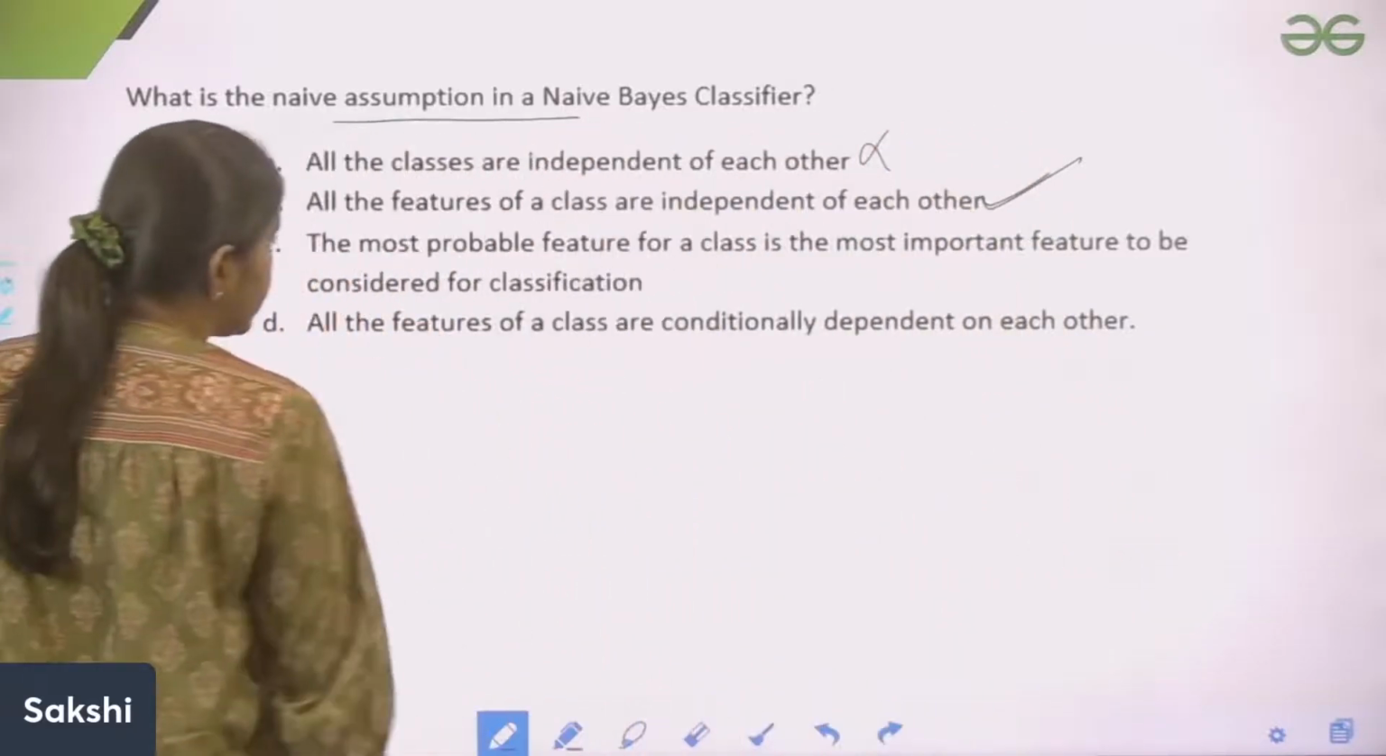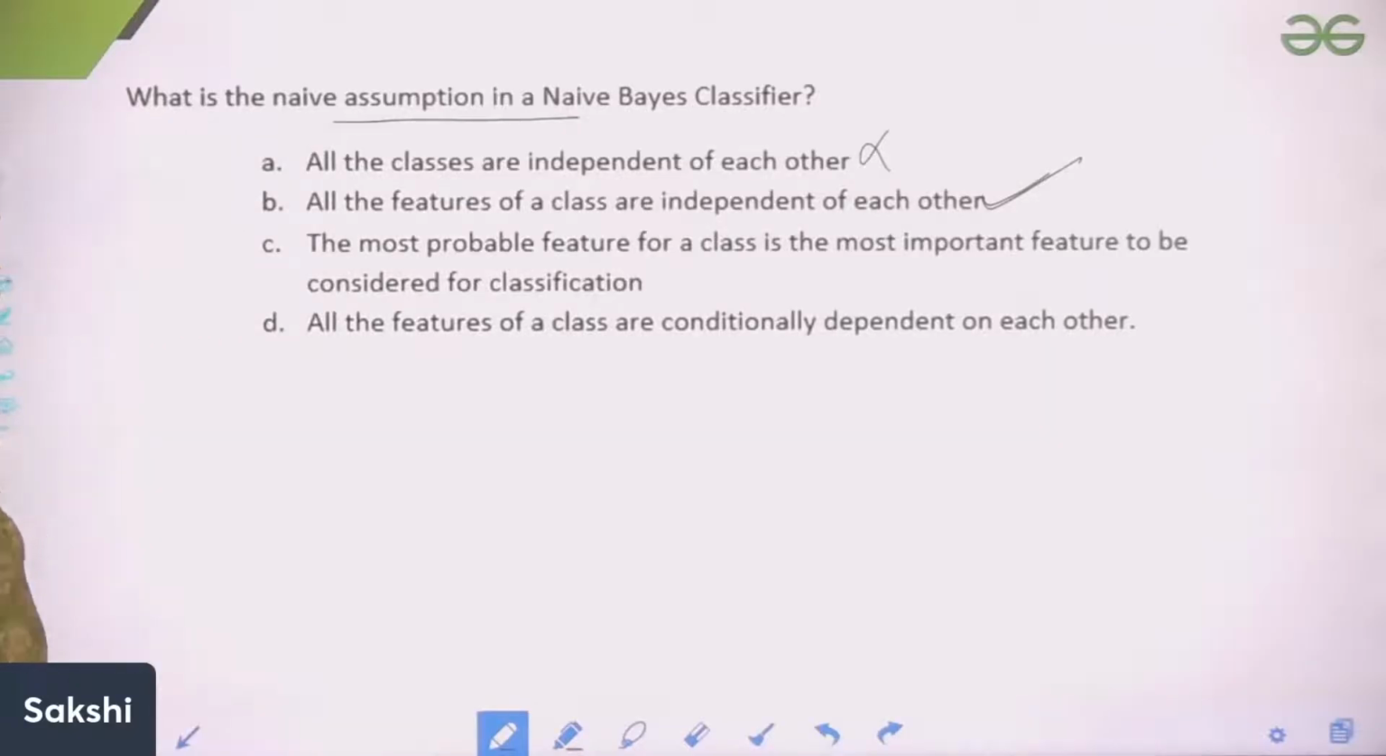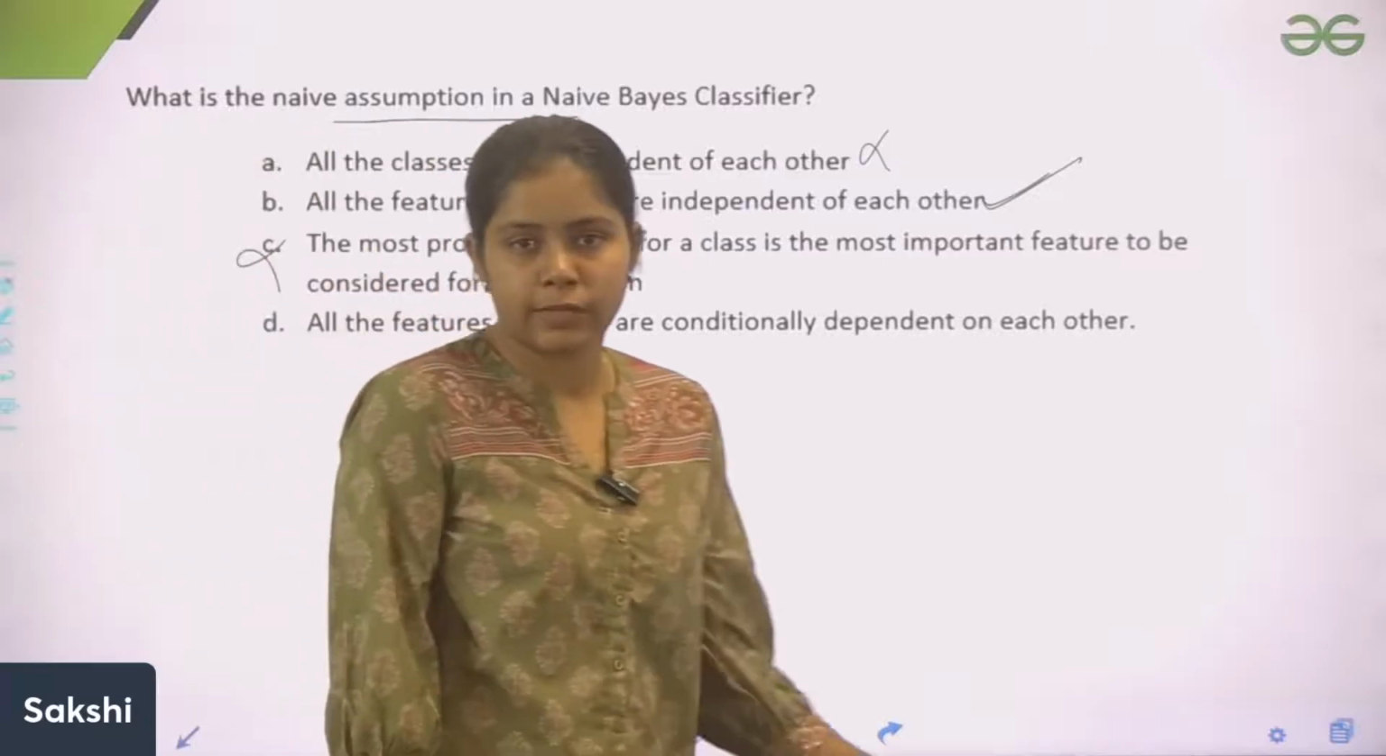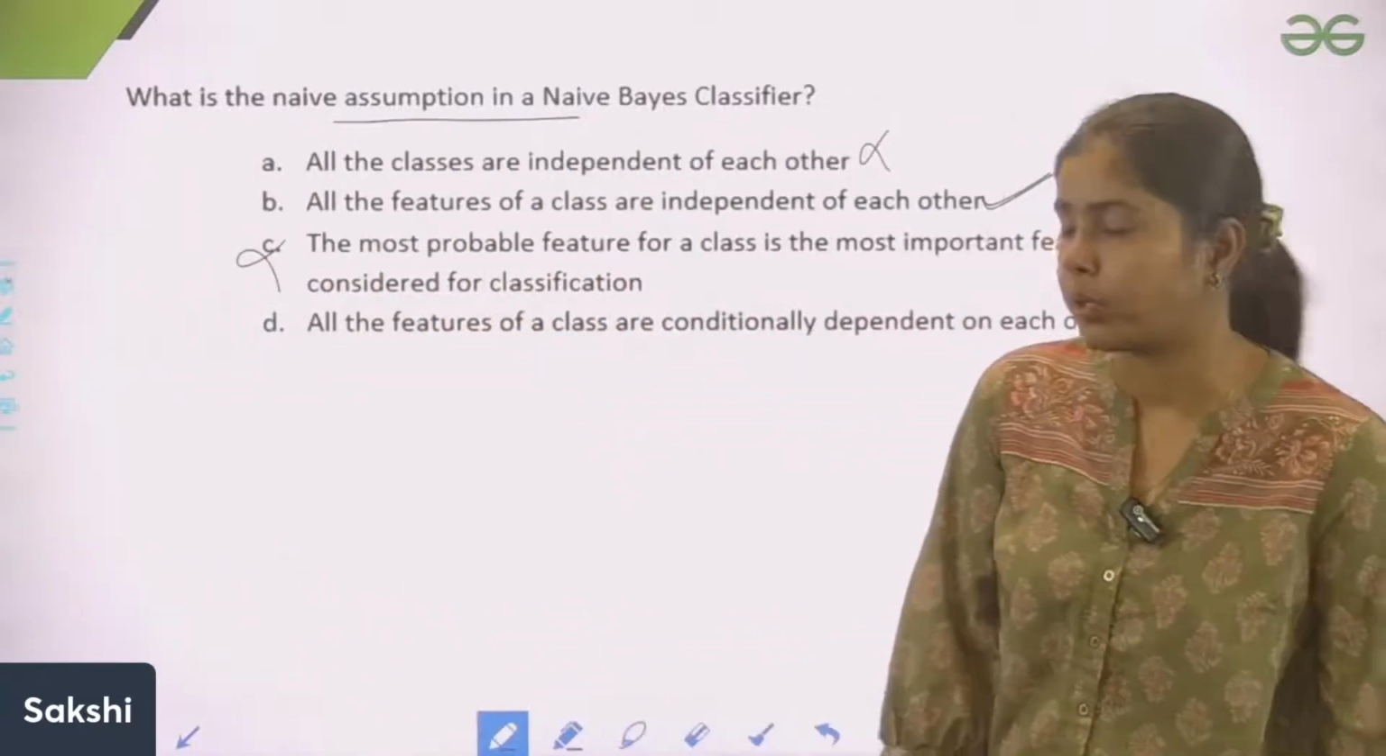Now another point: the most probable feature for a class is the most important feature. That is not true, right? Naive Bayes does not discuss that this feature is important and this feature is not important.